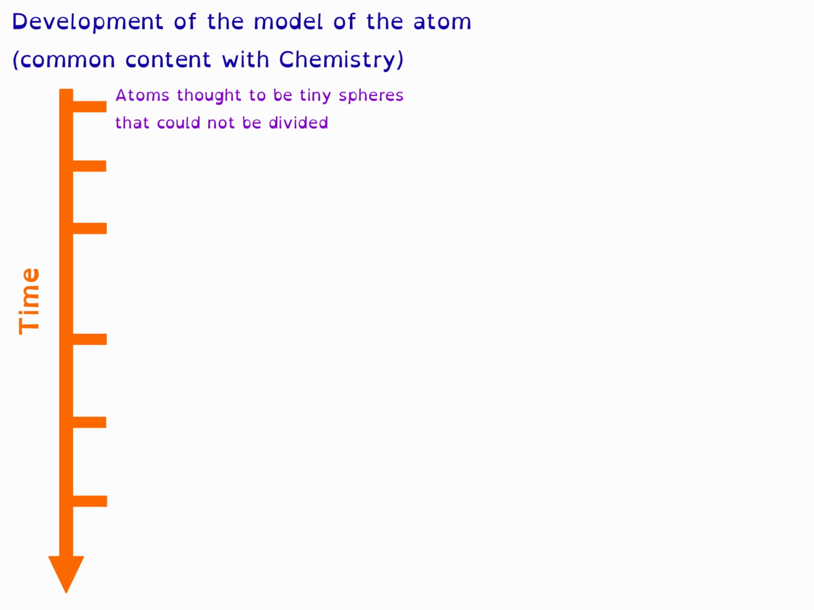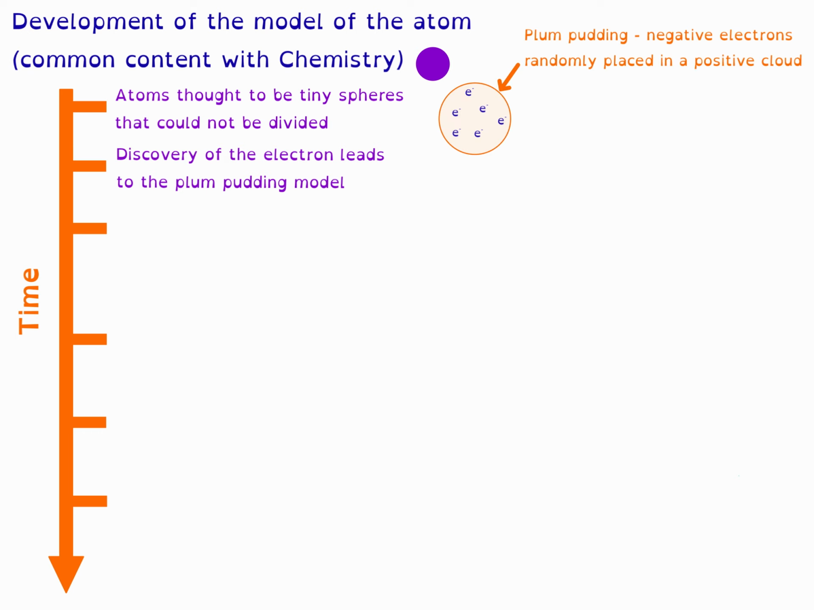The ancient Greeks thought atoms were tiny spheres that could not be divided. And this didn't really change much until J.J. Thomson discovered the electron in 1897, and this led to the plum pudding model in 1904. The plum pudding model is where there are electrons randomly placed in a positively charged cloud. The positive balances out the negative because the atom has an overall 0 charge.